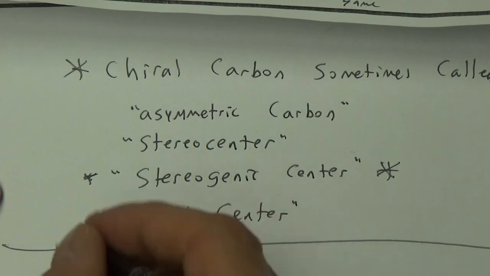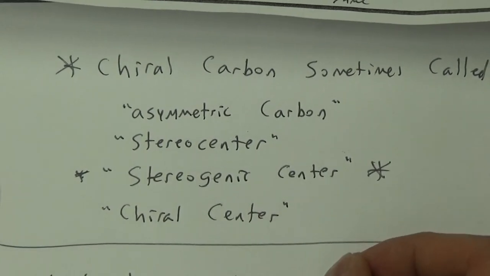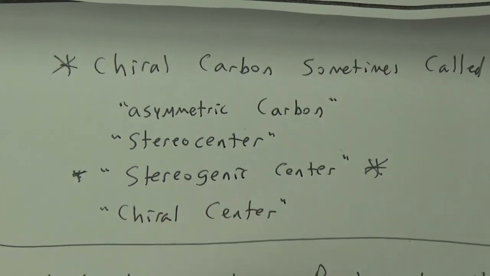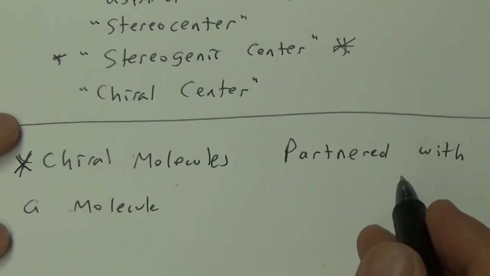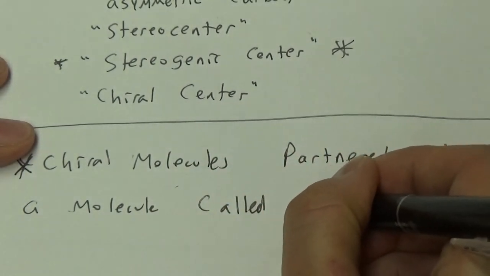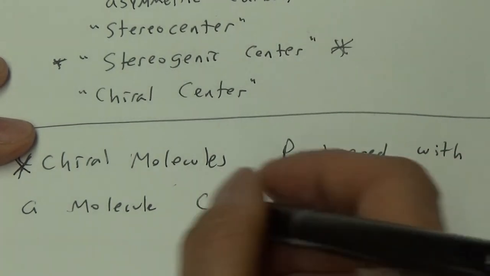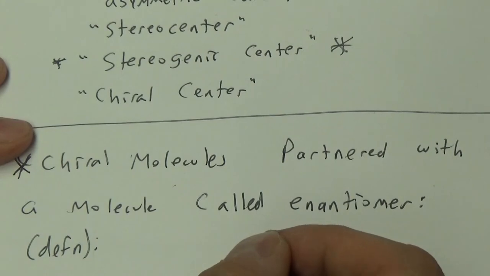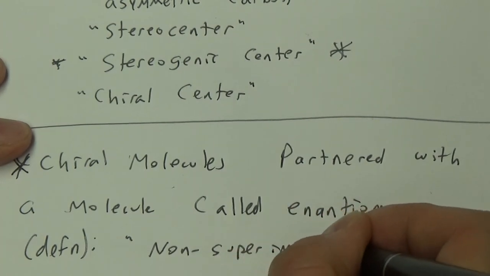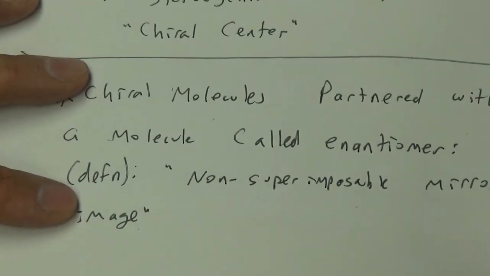Okay, so chiral molecules are always partnered with a molecule called an enantiomer. We already said that. The definition of an enantiomer is a non-superimposable mirror image. A non-superimposable mirror image, okay?